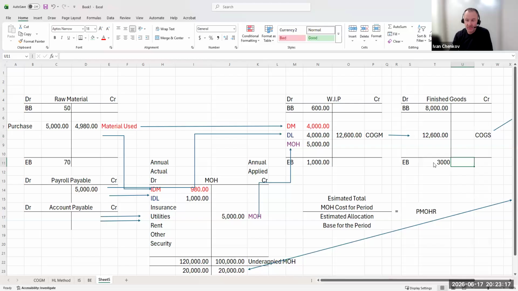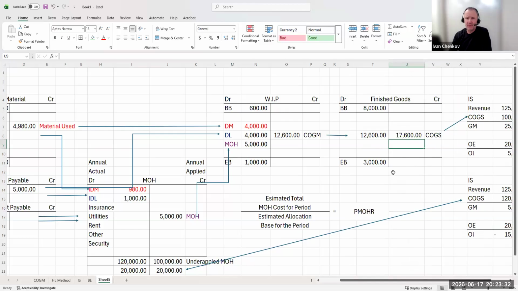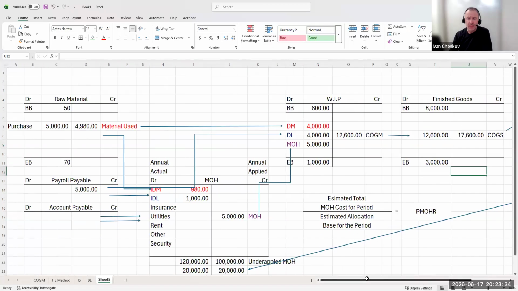And the question is how much we sold. Obviously, that will be 8,000 plus this one minus this one, which is going to give us the number. So you're going to have information about those accounts. Some of the information is going to be missing. For example, let's say that you don't know how much direct material was used. You don't know that. This number is hidden.